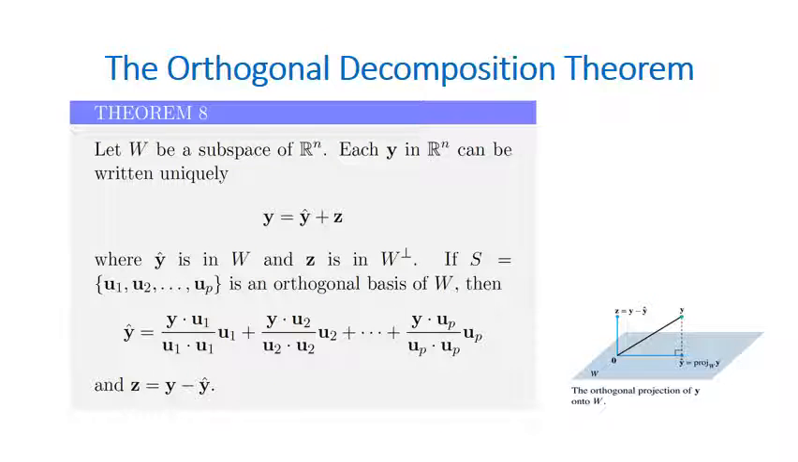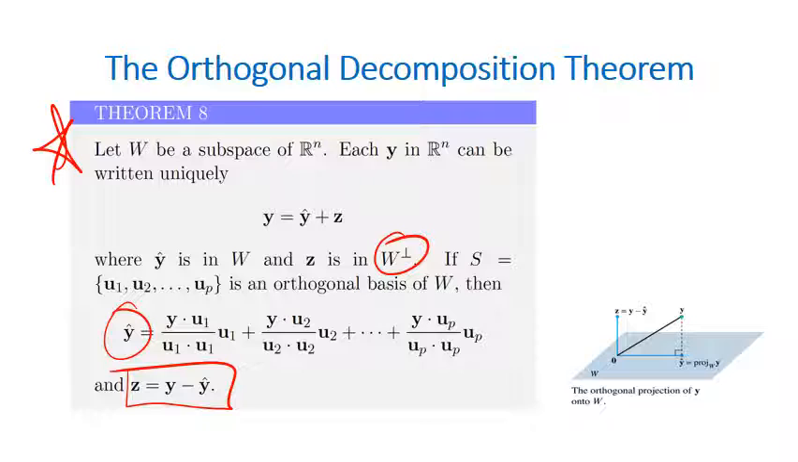This brings us to Theorem 8, which is the orthogonal decomposition theorem. And it should look pretty familiar. These are things that we've seen before. I want to remind you of some notation. This here is from section 6.1, and it denotes the set of all vectors orthogonal to a subspace W. Okay, and so y hat and z are things that we've seen before.